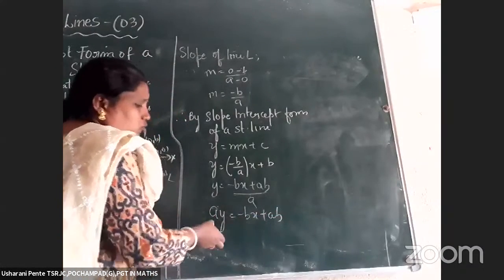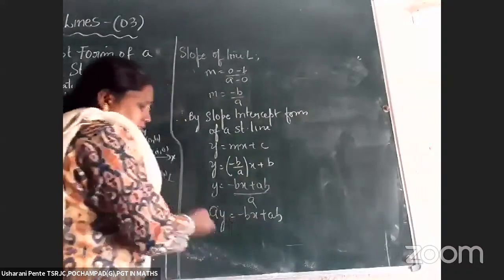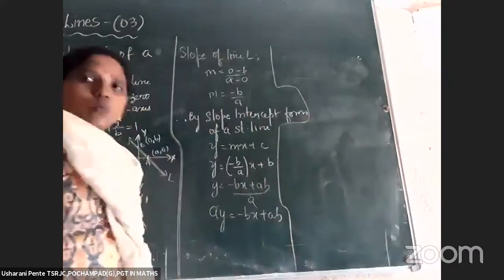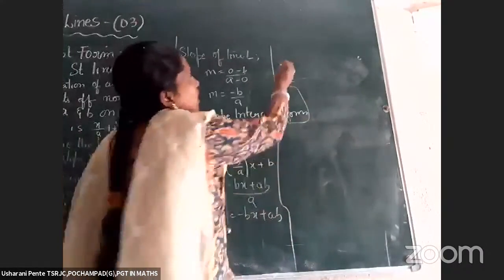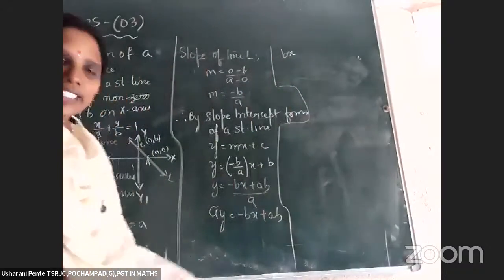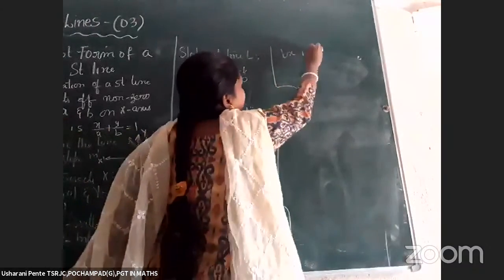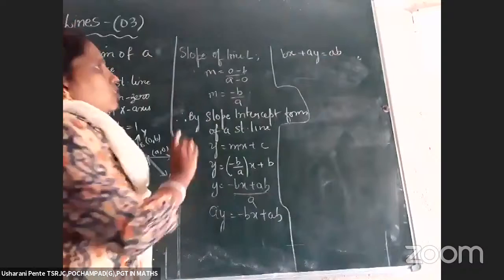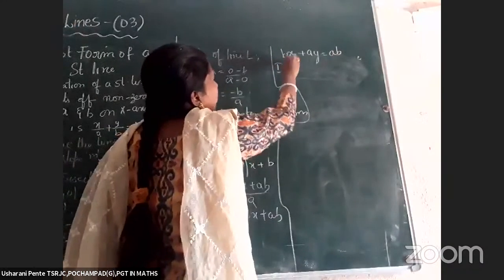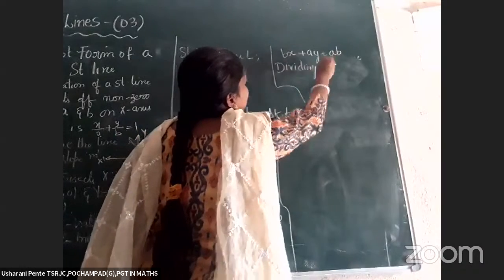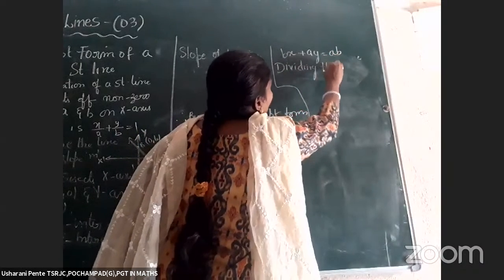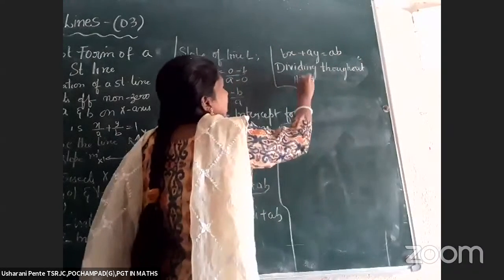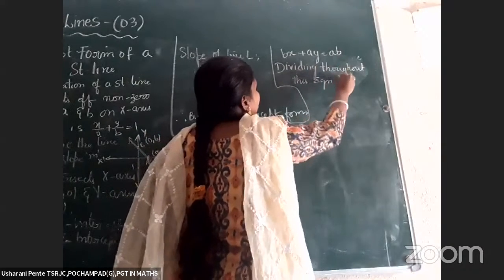Just take minus bx to the other side. What will I get? bx plus ay is equal to ab. Now what am I doing? I am dividing throughout this equation by ab.